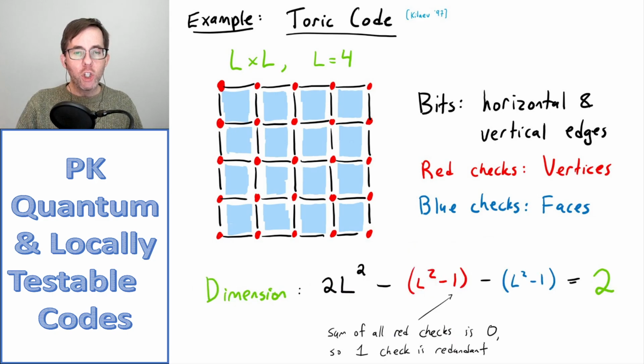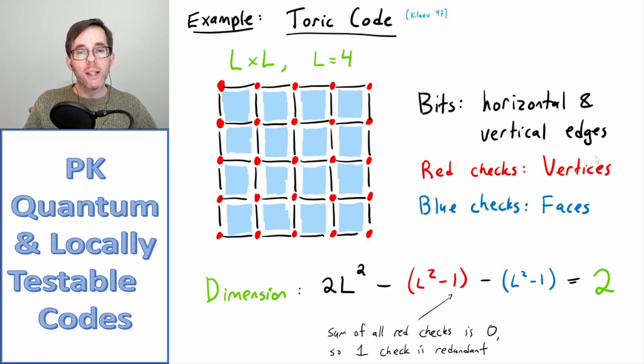Okay, so the easier thing to check for this code, dimension and distance, is the dimension, because you just have to count things. So the dimension turns out to be 2 for every value of L, which is extremely bad, by the way. I mean, it means that you can only encode a constant number of message bits or logical qubits. The way to check that it's 2 is the total number of bits is 2L squared, because there's L squared horizontal edges and L squared vertical edges. So that's the 2L squared.